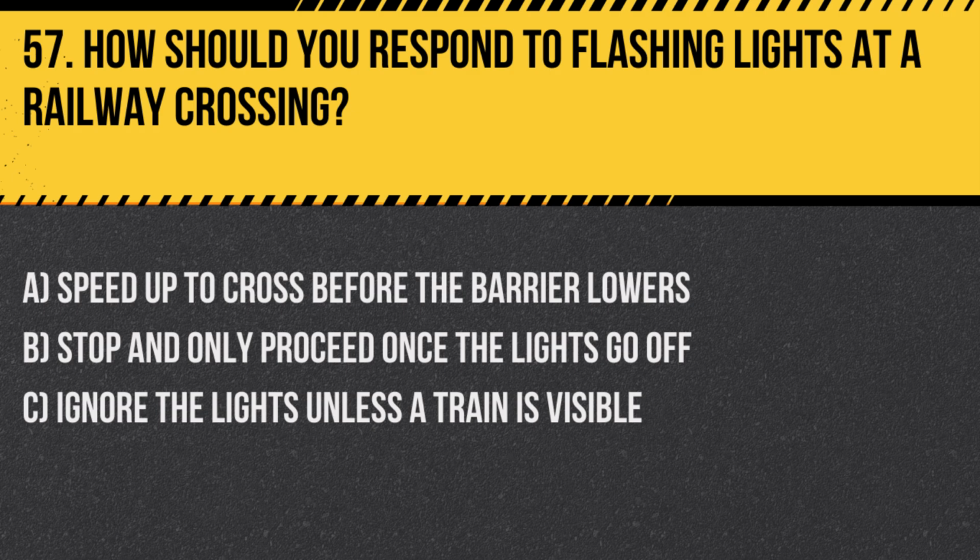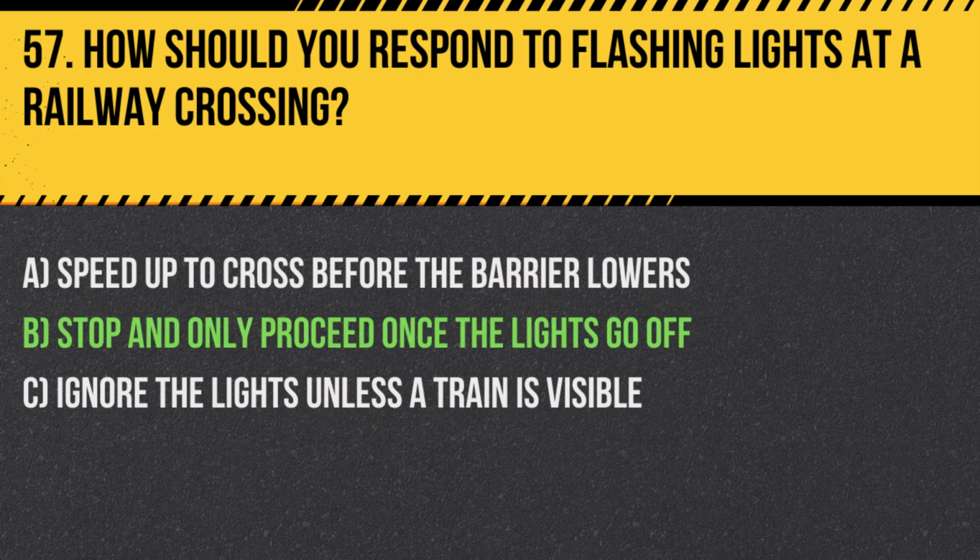Question 57. How should you respond to flashing lights at a railway crossing? A. Speed up to cross before the barrier lowers. B. Stop and only proceed once the lights go off. C. Ignore the lights unless a train is visible. Answer B. Stop and only proceed once the lights go off. This precaution prevents accidents at railway crossings.